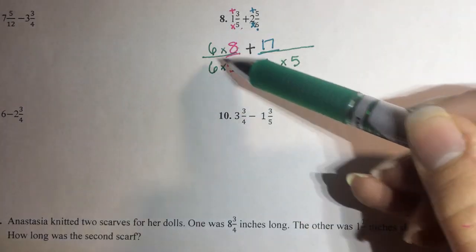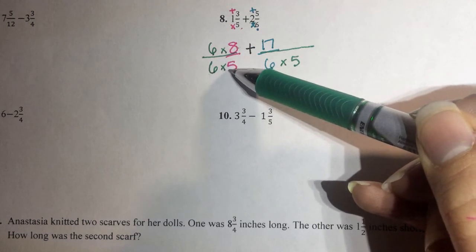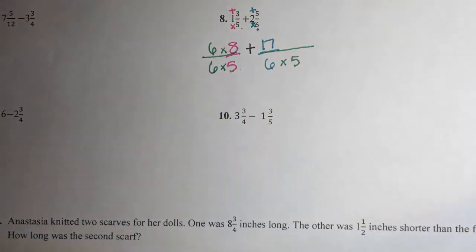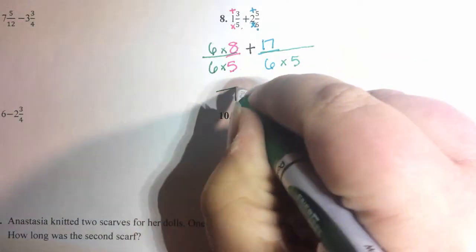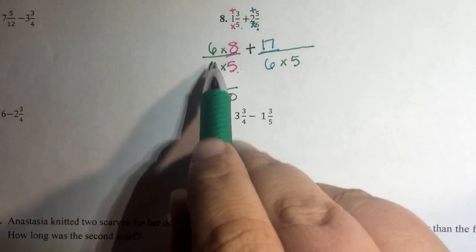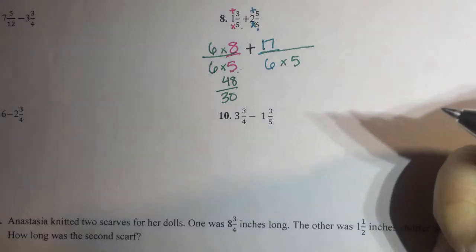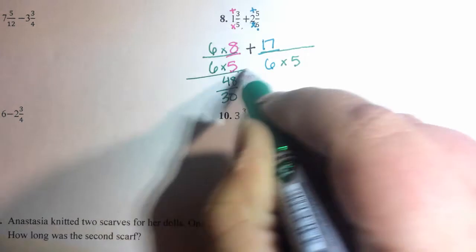8/5 times 1 is 8/5. I'm just renaming the fraction so it looks like a denominator of 30. Because 6 times 5 is 30. 6 times 8 for the numerator is 48. So I've got 48 over 30.